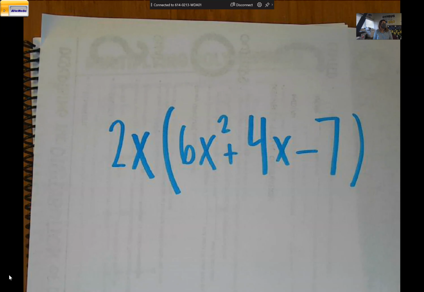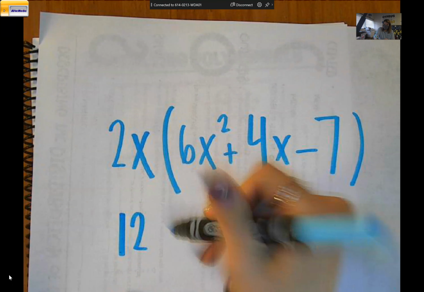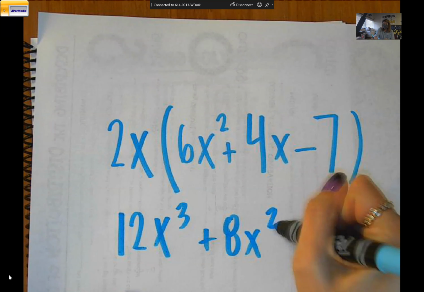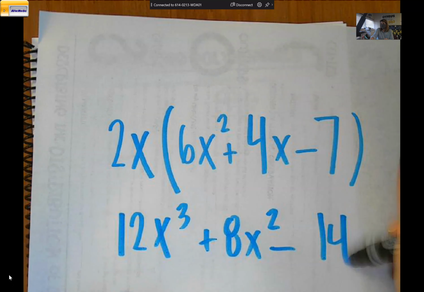Okay, show me what you're thinking and leave it up for a minute. Okay, Diamond, you gotta be with us. Okay, so first one is 12x cubed plus 8x squared minus 14x.